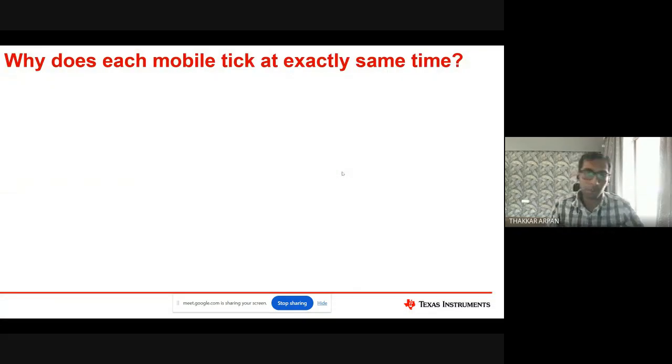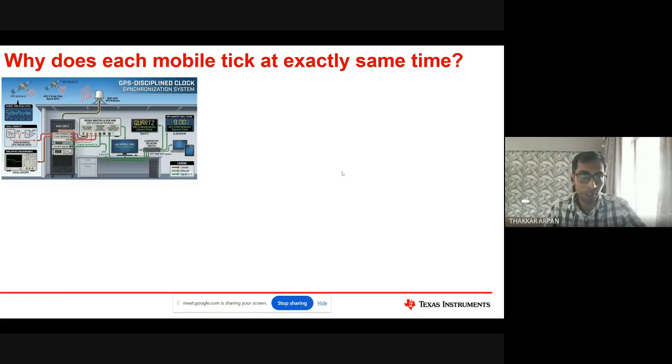Okay. So let's start with the very basic question: why does each mobile show exactly the same time? If you see your mobile or laptops or anything, all show the same time. So let's try to understand how it happens.